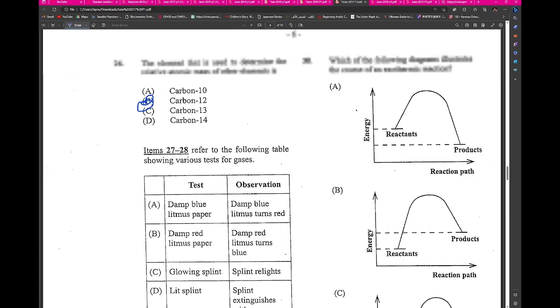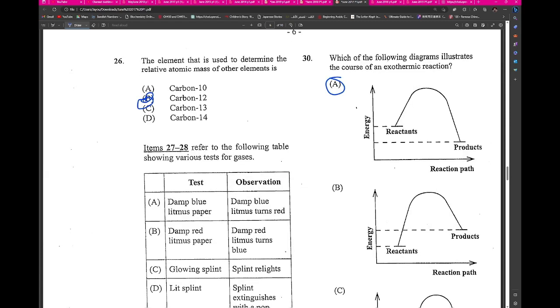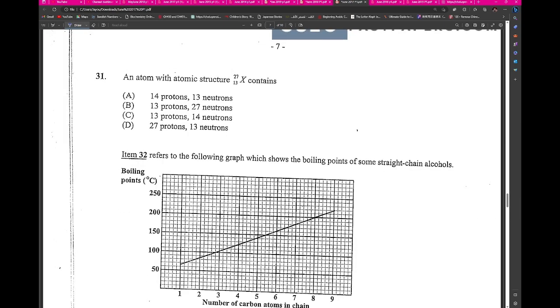Here we're looking at what illustrates an exothermic reaction. A would be the best answer. Alright, let's look at this now. The atomic structure here shown. So 13 would be the number of electrons and 27 would be the number of protons.